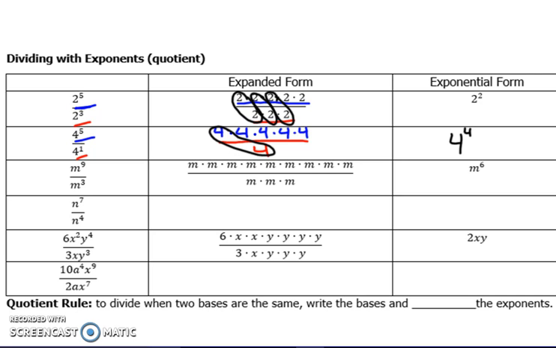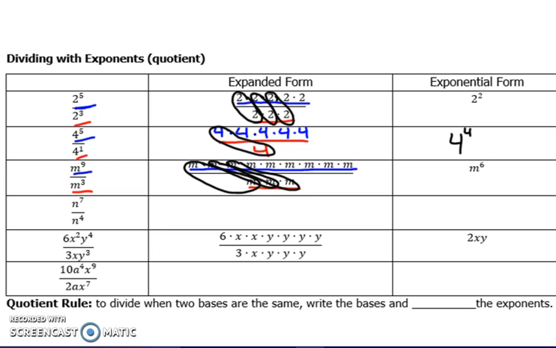Again, we're going to do the same thing with variables. If I have m to the 9th power, that means I have 9 m's. If I have m to the 3rd power, I have 3 m's. If I circle my groups, well, that makes 1, that makes 1, and that makes 1. That leaves me with 6 m's left. Well, my bases are all the same, so m is my base and 6 is my exponent.